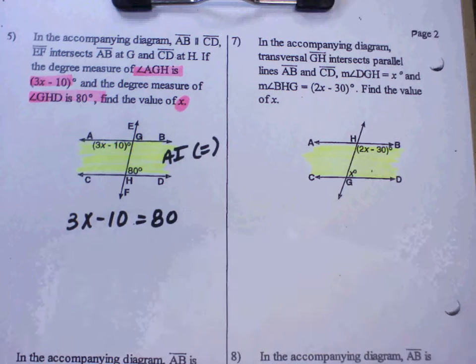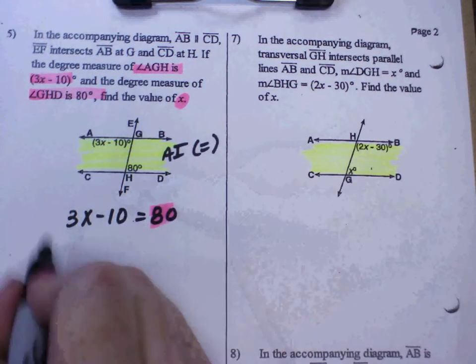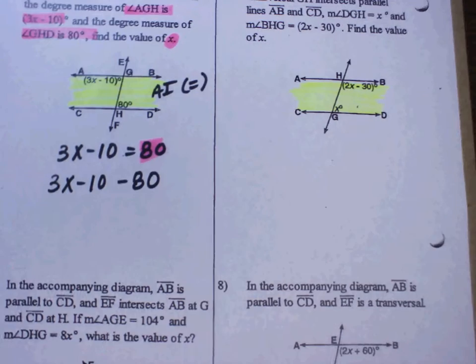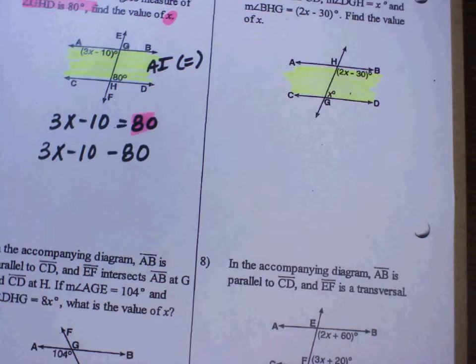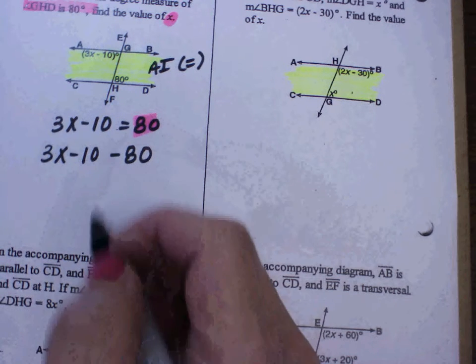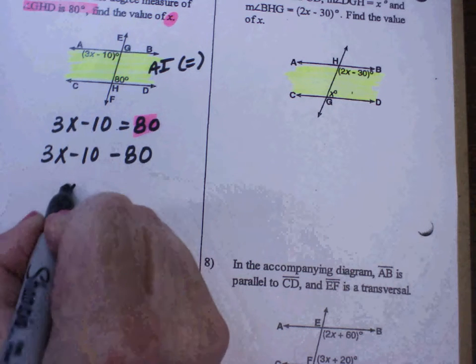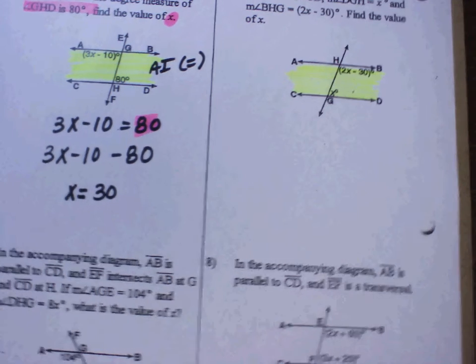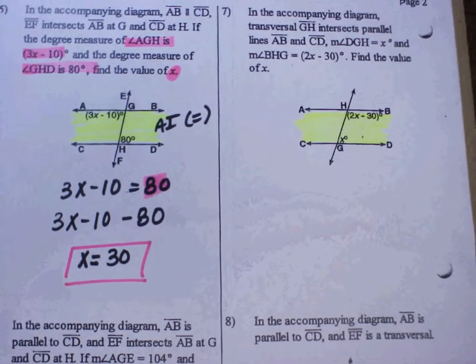Highlight what you're going to move. Copy down what you haven't highlighted. Change everything that you're moving to its opposite. What does x equal to? 30. Very good. 30. All right, next one.